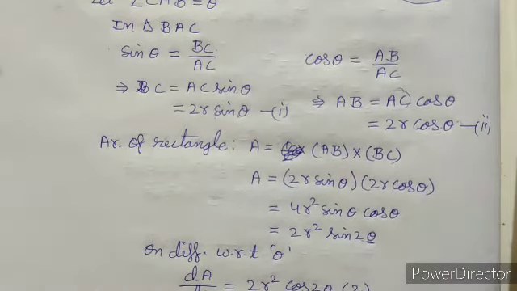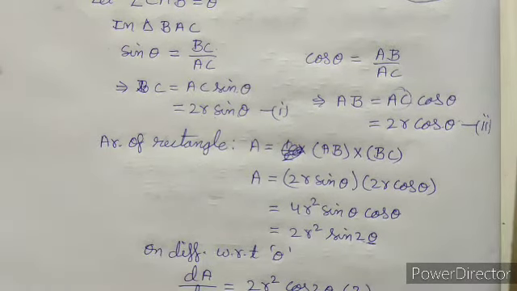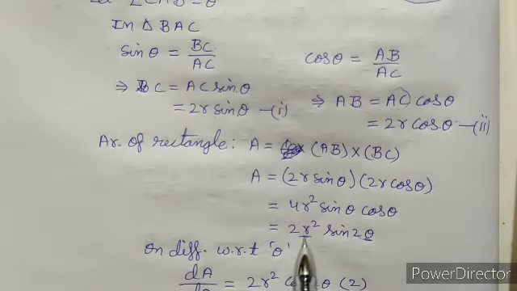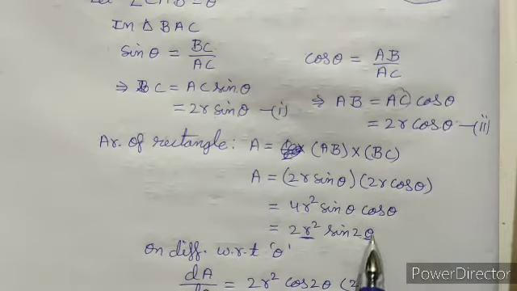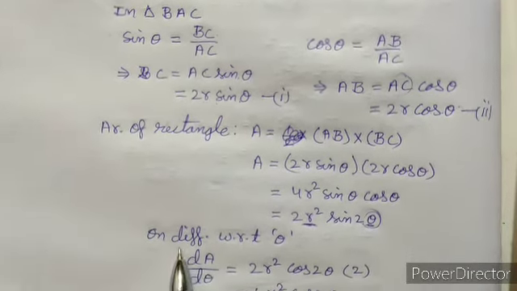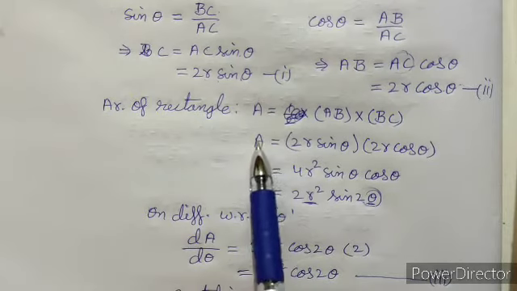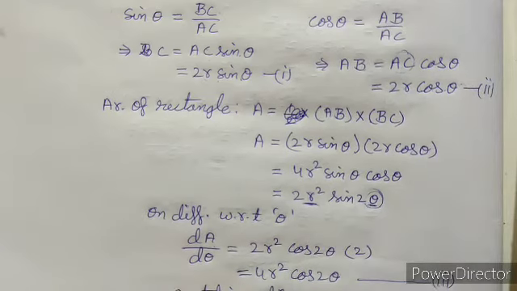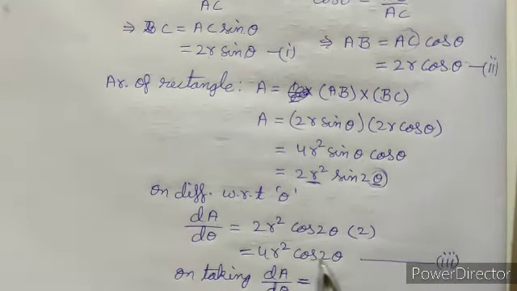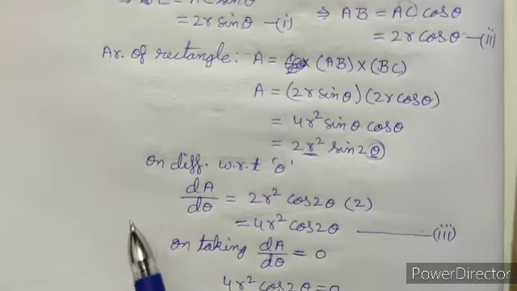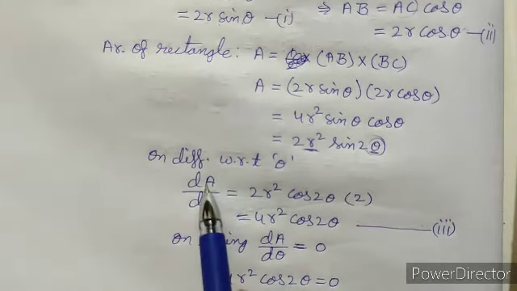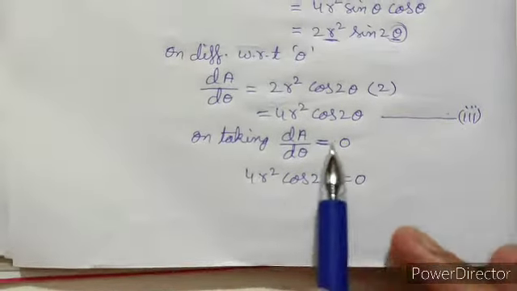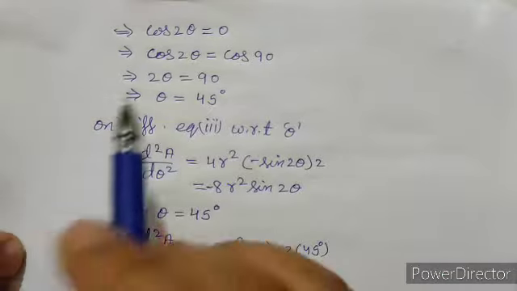Now here r is constant, that is given to us. It was given that the circle is fixed, that means its radius r is a fixed quantity or constant. So only theta is the variable quantity here. In order to maximize the area, we will differentiate A with respect to theta, and that will give us dA by d theta as 4r square cos 2 theta. Now in the second step, we will take dA by d theta as 0, and this gives us cos 2 theta is equal to 0.